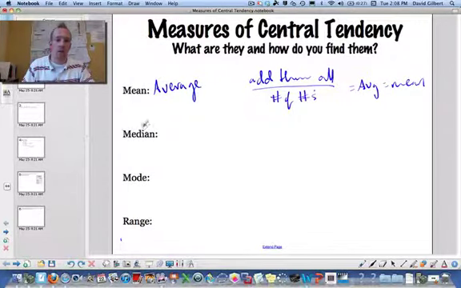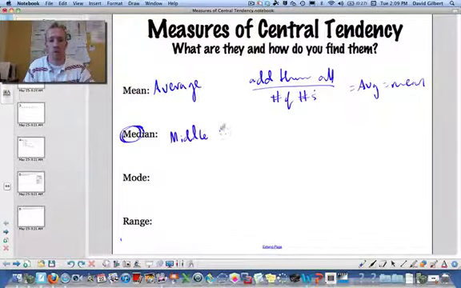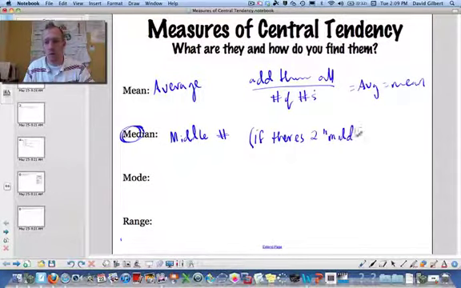And then the median. In the word median, think of small, medium, large. Median is the middle number. I'll show you how to count those. If there's two middle numbers, so if you have an even number of numbers, then what you do is you average them.